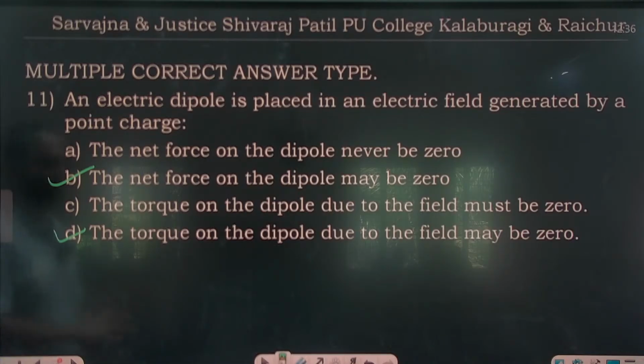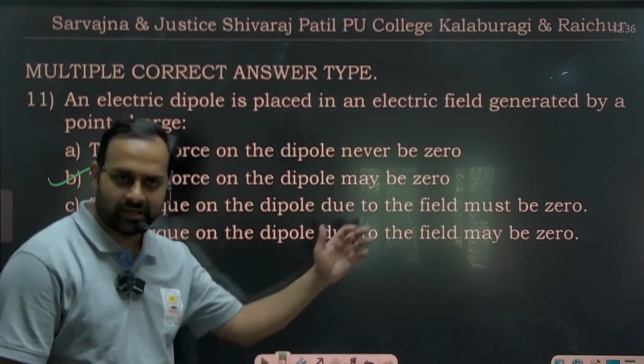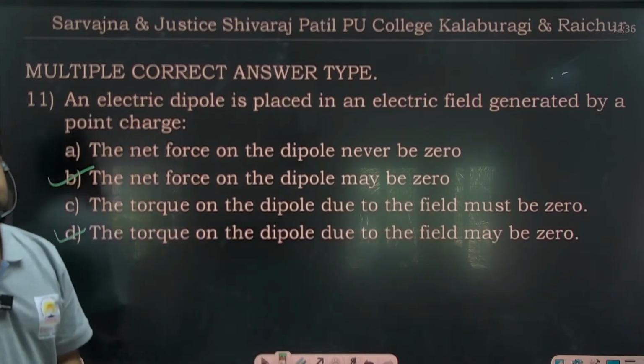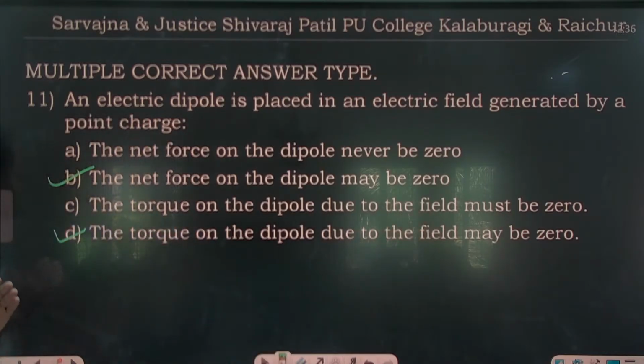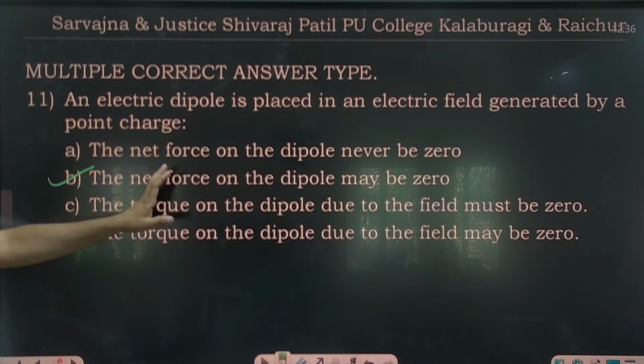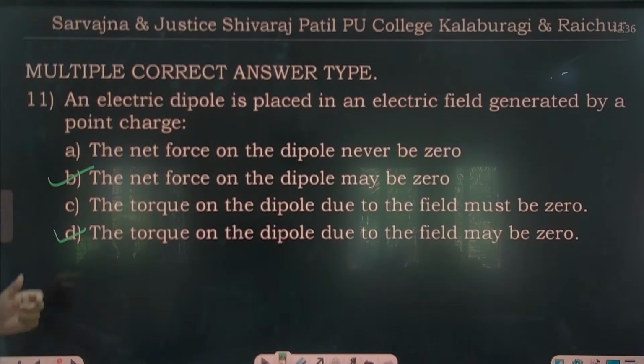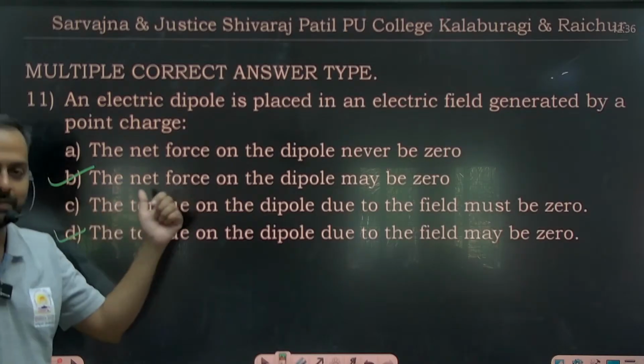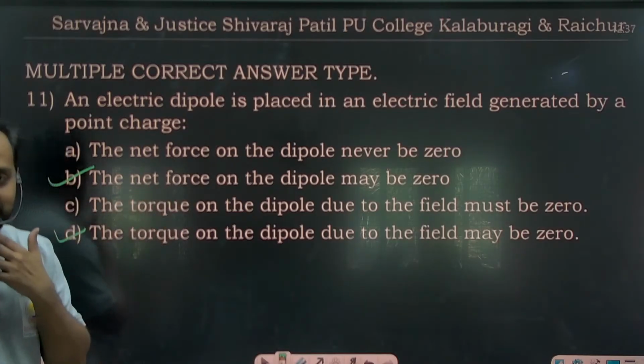As I said, if you take the dipole very far away from the point charge, the electric field because of the point charge is almost uniform. When it is almost uniform, the net force at that time on the dipole becomes 0.